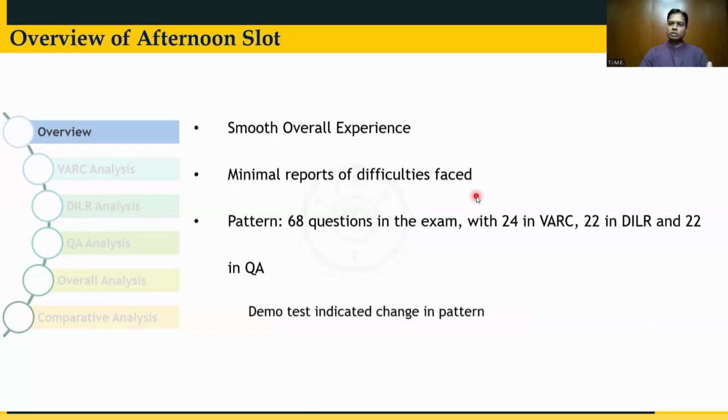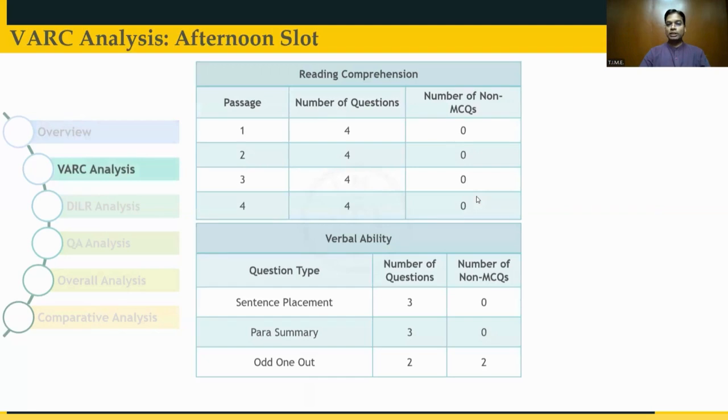And this change, some of you who have looked at the demo test before taking the CAT, the students would have got a hint that maybe there may be a change in the pattern, but there were disclaimers saying that the demo test should not be taken as a pattern to be expected, but it did come through that DA had 22 questions and the total was 68.